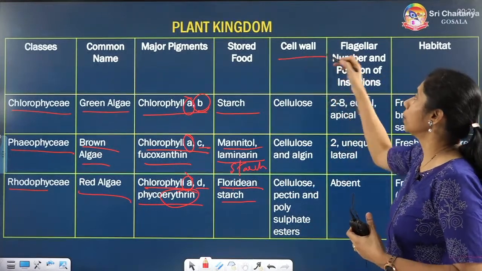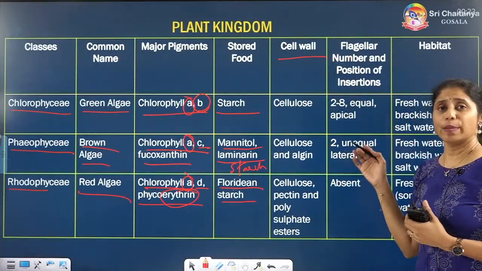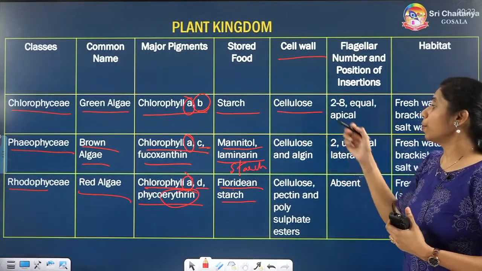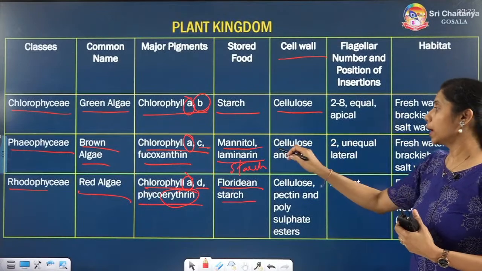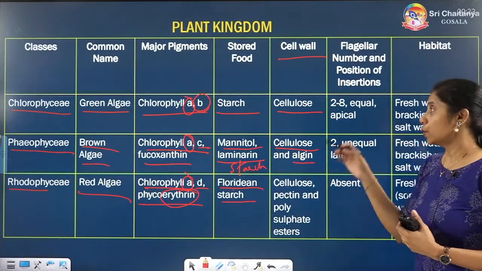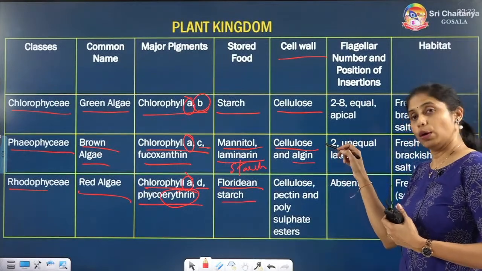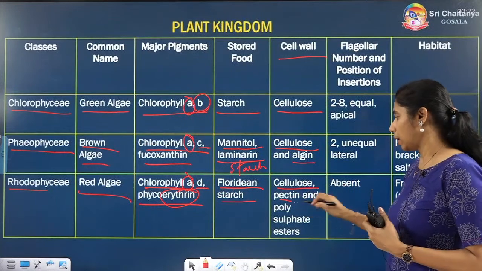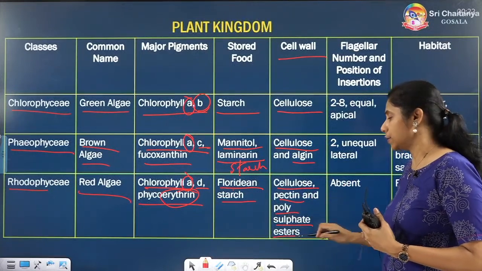Next, cell wall. Cell wall is made up of which material? In green algae, cell wall is basically made up of cellulose. In brown algae, cellulose will be there, but along with that algin is present. So brown algae will be having cellulose as well as algin. Red algae will be having cellulose, pectin and polysulfate esters.